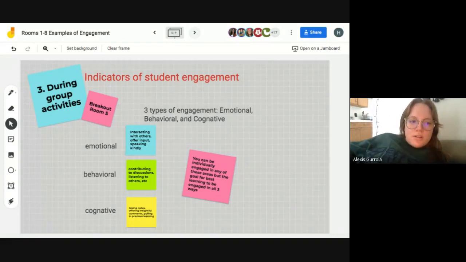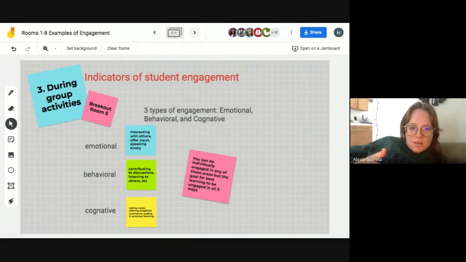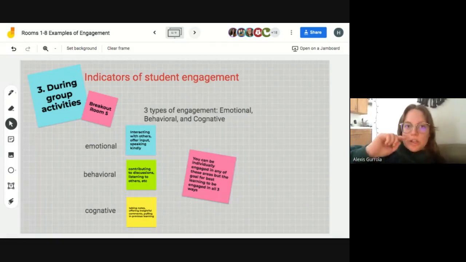In this section, it's talking about how to look for student engagement during group activities. There are three different types of engagement: emotional, behavioral, and cognitive. You can be individually engaged in any of these areas, but the goal, for best learning, is to be engaged in all three ways. For emotional, students are interacting with others, offering input, and speaking kindly. Behavioral, they're contributing to discussion and listening to others. And cognitive, they're taking notes, offering insightful comments, and pulling in previous learning.